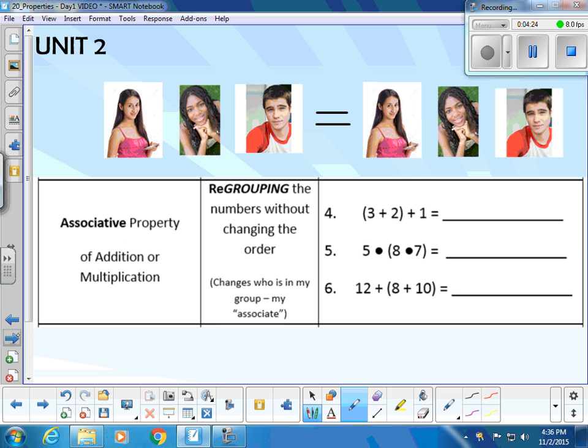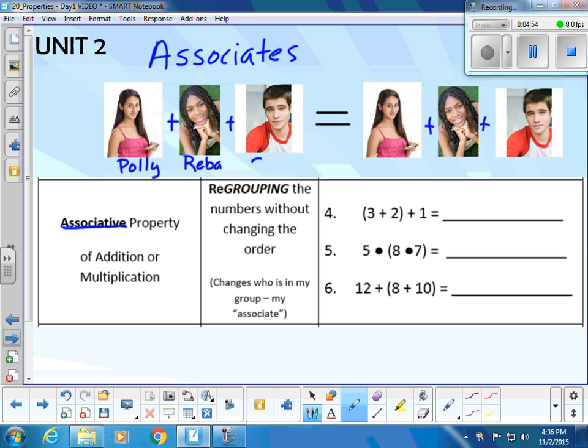All right, our second property is the associative property, and this goes with our associates. That's kind of the key root word. Our associates are our friends. So if you look at this example, we have girl number 1, we'll name her Polly, plus girl number 2, and we'll call her Reba. And we have a boy, and we'll call him Scott.